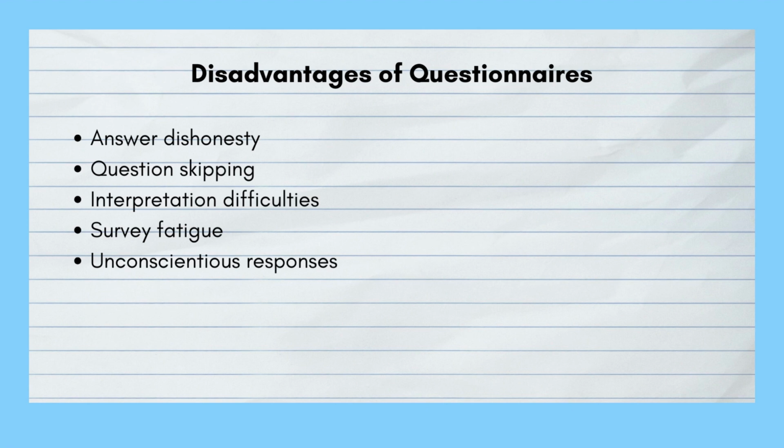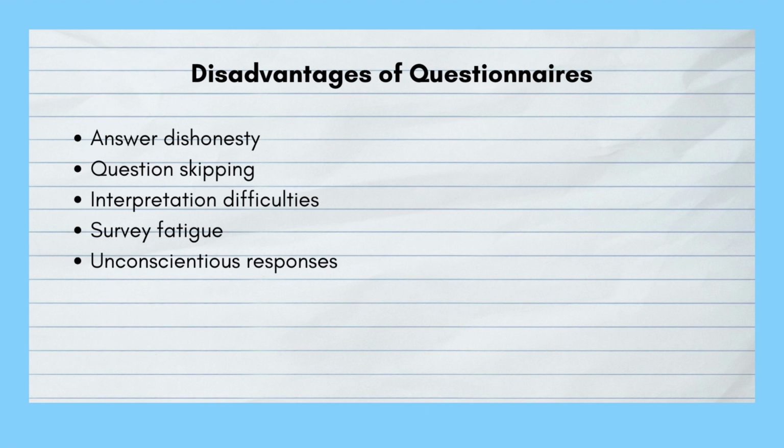Question skipping. Make sure to require answers for all your survey questions, otherwise you may run the risk of respondents leaving questions unanswered. Interpretation difficulties. If a question isn't straightforward enough, respondents may struggle to interpret it accurately. That's why it's important to state questions clearly and concisely, with explanation when necessary.